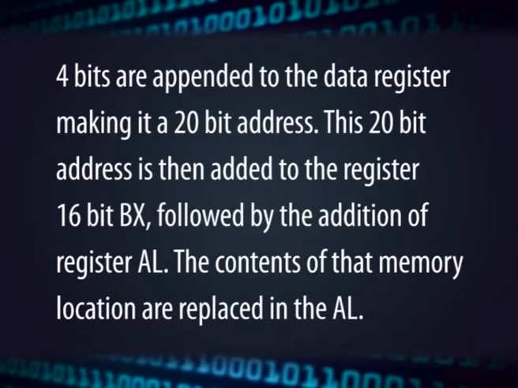The XLAT, when it is executed, replaces the contents of AL by the contents of the memory location specified by the following address computation, as explained earlier. Again, 4 bits are appended to the data segment register, making it a 20-bit address. This 20-bit address is then added to the 16-bit register BX, followed by addition of AL. The contents of that memory location are placed in AL.